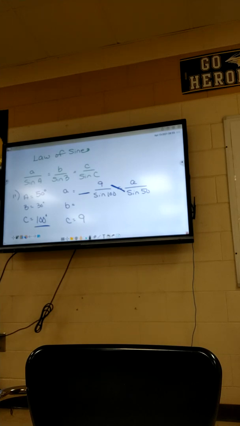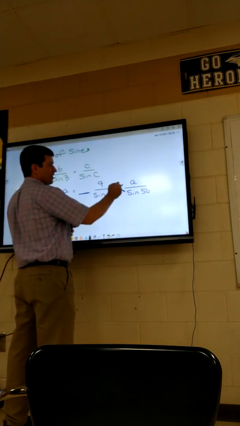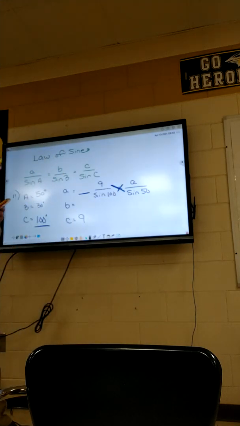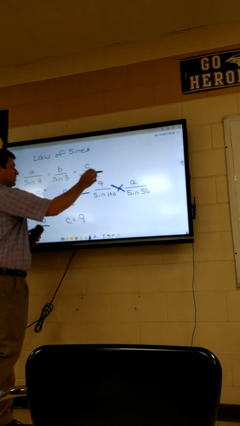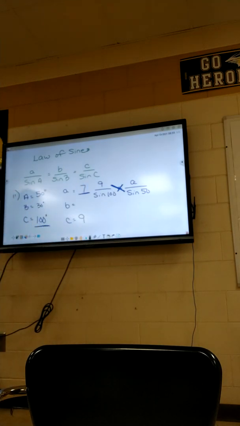I got sine of 50 times 9. I got 6.89. Now, Charlotte, you always divide by what's with the variables. So we're going to divide by sine of 100. Divide by sine of 100 is, I got 7.00. So that goes for little a, 7.0, or 7. All right, Levi, you good on that?